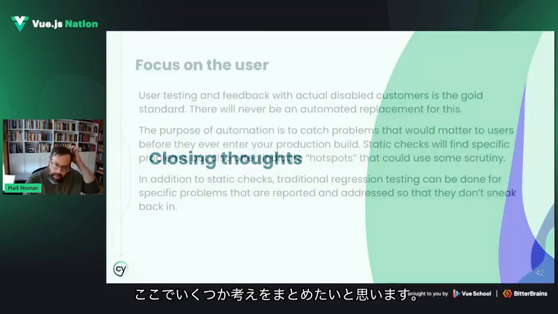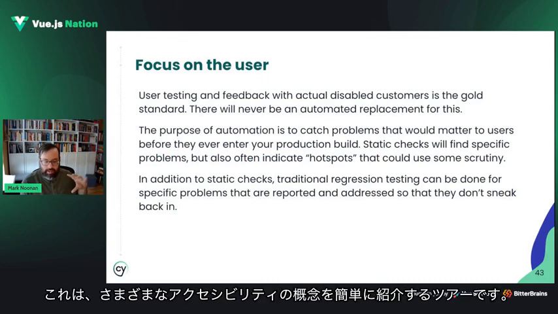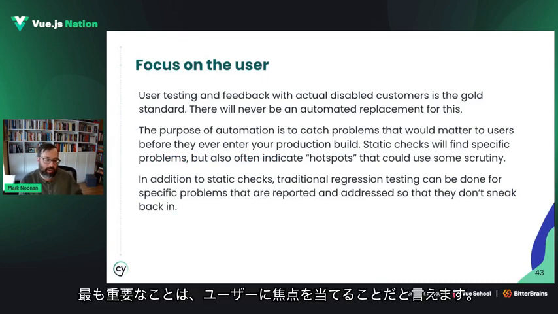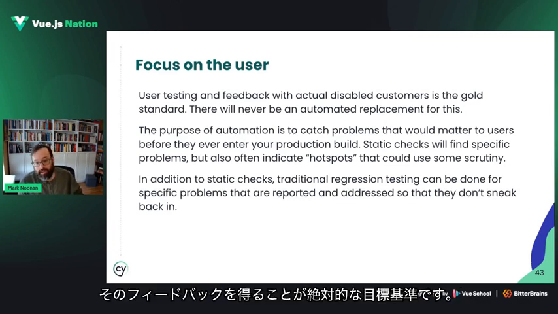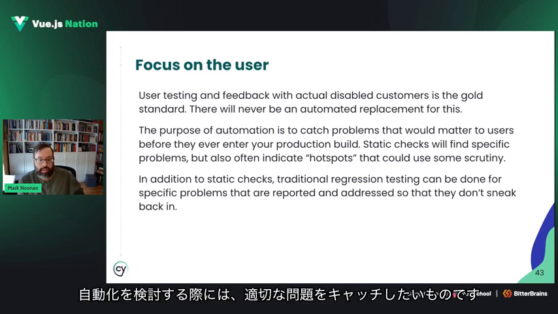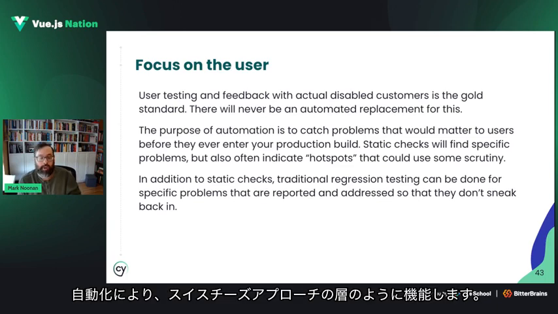I have a few thoughts to wrap up here. This is such a kind of whistle-stop tour through various accessibility concepts. I would say the most important thing is to focus on the user. Getting that feedback is the absolute gold standard. When you are looking at automation, you want to catch problems that are suitable to catch with automation, like that layer in your Swiss cheese approach.